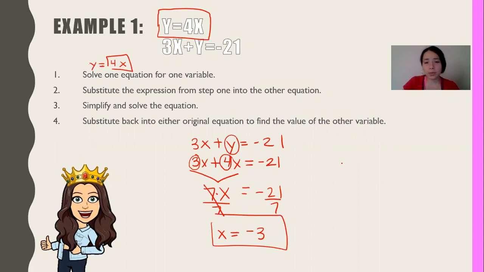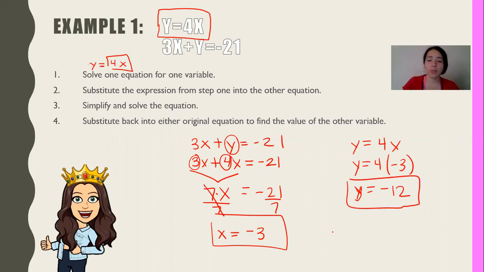Do we know what y is equal to? No, because notice it said y is equal to 4x. It didn't give us y by itself. But now that I know what x is, I can just plug that in. y equals 4 times, and we know that x is equal to negative 3. And what's 4 times negative 3? Negative 12, and we have our answer. If we put those together, that's negative 3, comma, negative 12.